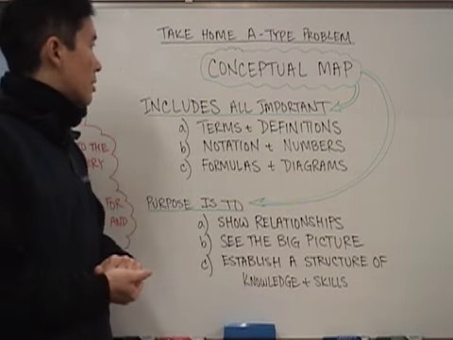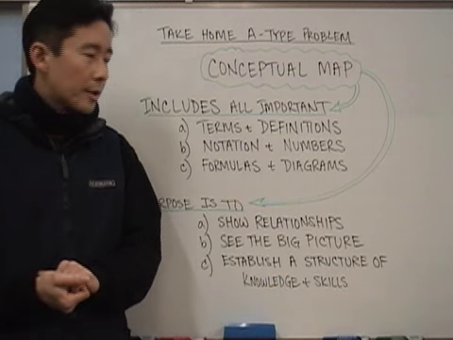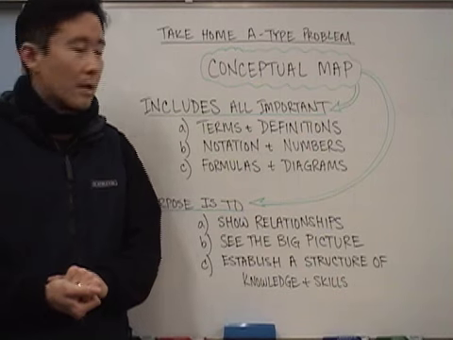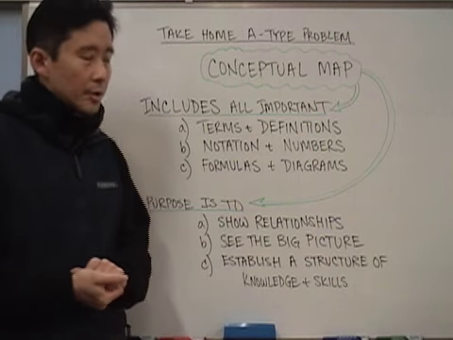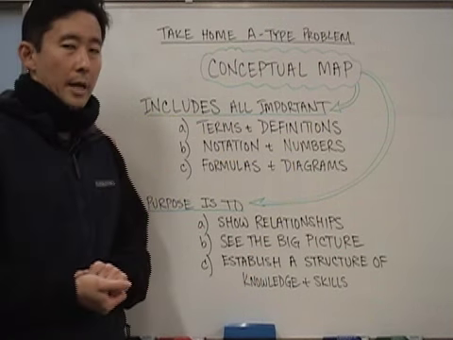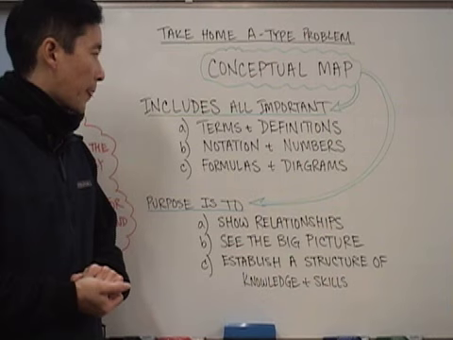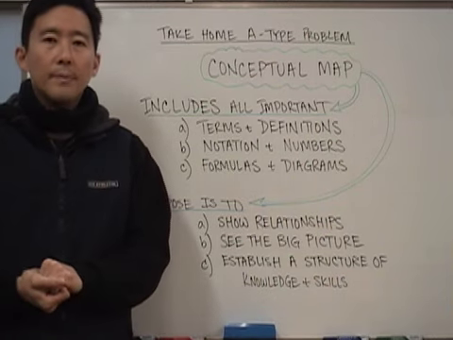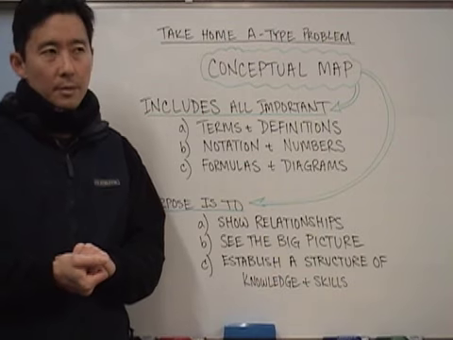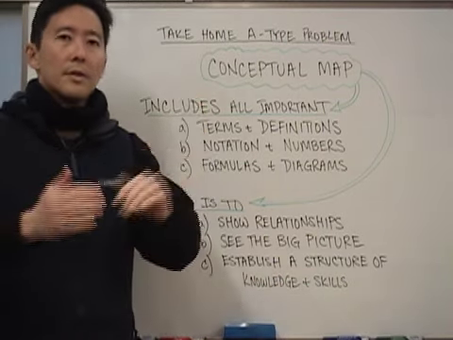Now, what should be included in the conceptual map? All the things that are important in the chapter should be included. For example, all the terms and definitions that you encounter, all the notation and specific numbers that are important to that chapter, as well as all formulas and labeled diagrams. If you have all of that information, then basically what you have is a list. You're just listing all of those different things.